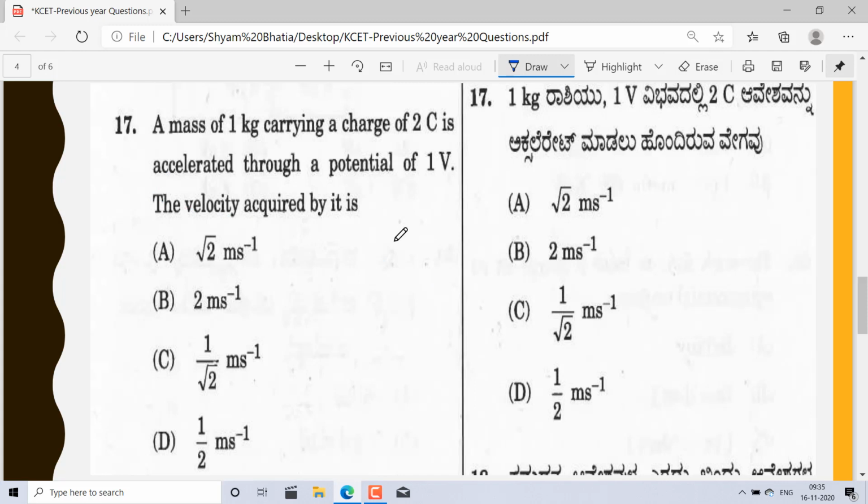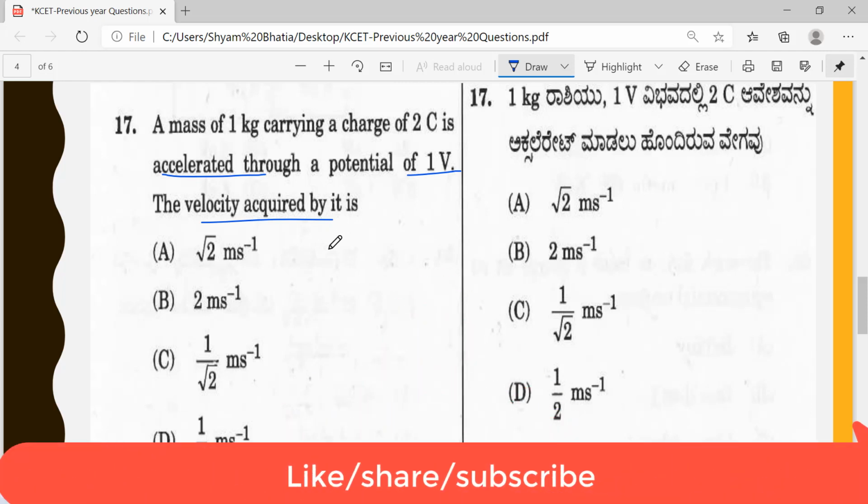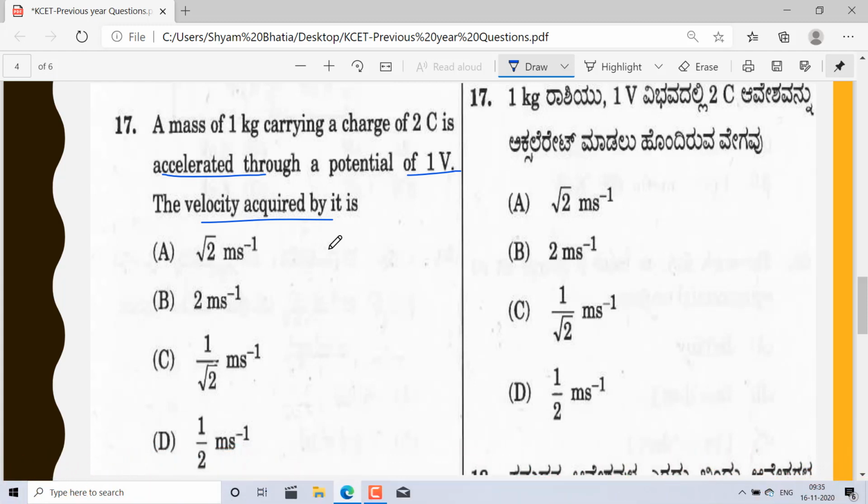This is nothing but a mass of 1 kg carrying a charge, accelerated through a potential of 1 volt. What is the velocity acquired by it? There are 2 or 3 methods I can solve it, but I am using one important method. F is equal to ma, everyone knows that from mechanics, from 11th. And the electrostatic force is nothing but QE, where Q is the charge on the particle.